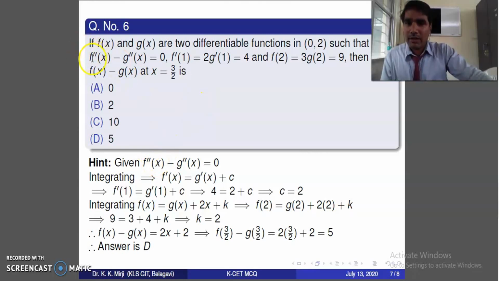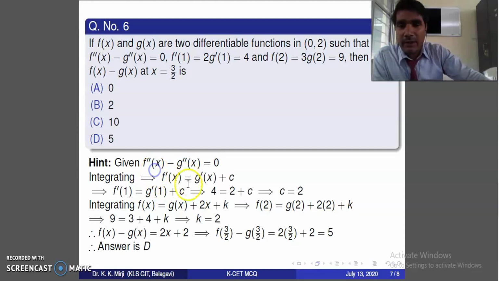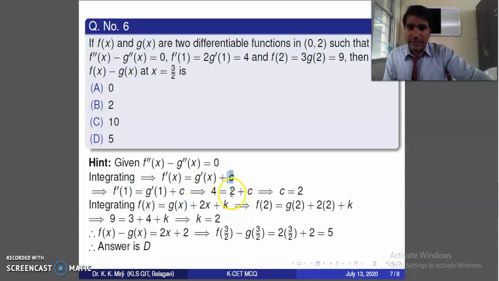So first, what they have given, you can take, that is f double dash of x minus g double dash of x equals 0, and integrate it. So integration of f double dash becomes f dash, and integration of g double dash becomes g dash. I have sent this g dash toward the RHS side. So therefore f dash of x is equal to g dash of x plus some integration constant c.